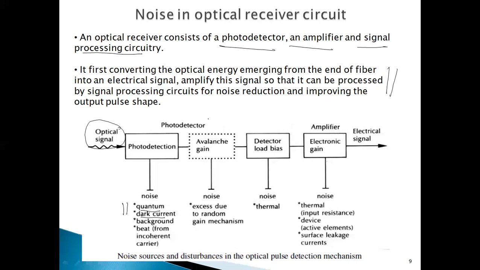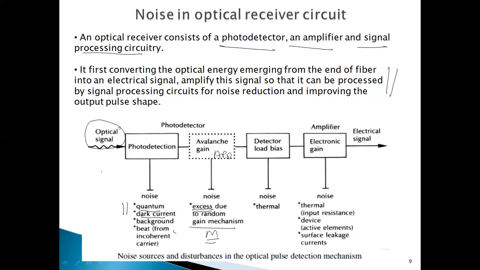If we use the APD, you're going to have the avalanche gain. If you use a PIN or PN photodiode, there is no avalanche gain. That's why we have a dotted box here, which means this is only applicable to the APD type of photodetector. For this particular case of APD, noise is again generated, known as the excess noise due to the gain mechanism, the multiplication factor M, if you remember from chapter 5. This will also create noise. We're going to learn this later on in this lecture 10.